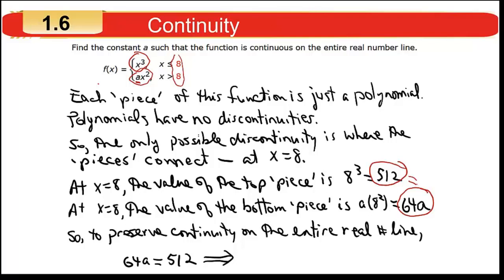Or saying it a little differently, 64a has to be equal to 512. If you divide both sides by 64, you'll see that a is equal to 8. So in order for this original function to be continuous over the entire real number line, a would have to be the number 8. If a were anything but 8, there's going to be a gap, and that will not be a continuous function over the entire real number line.